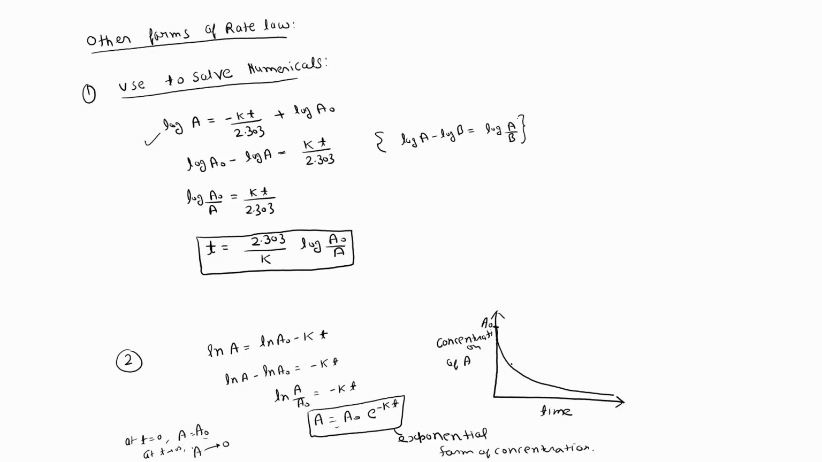So this graph is your A is equal to A naught e to the power minus kt. This is the exponential decay of a first order reaction, the reactant concentration with respect to time. Then after that, in the first order reaction, we will talk about the half-life of the reaction.